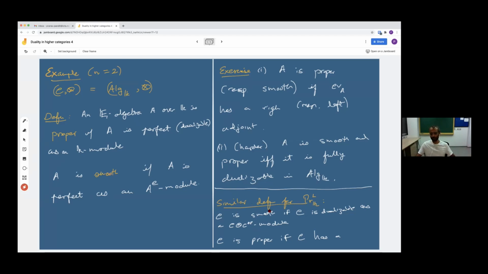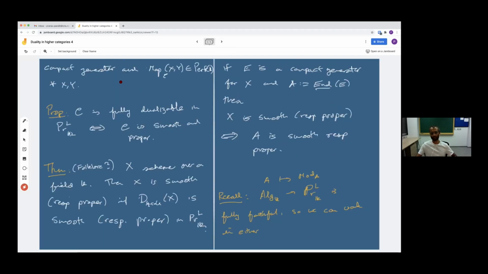You can make a similar definition for large DG categories, which are presentable. And again, you say that C is smooth if C is dualizable as a C tensor C op module, and C is proper if C has a compact generator and the mapping spaces are perfect K modules. And again, you can check that C is fully dualizable in PrL_K if and only if C is smooth and proper.